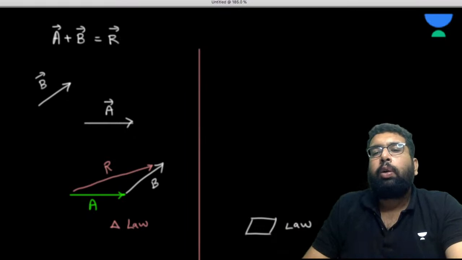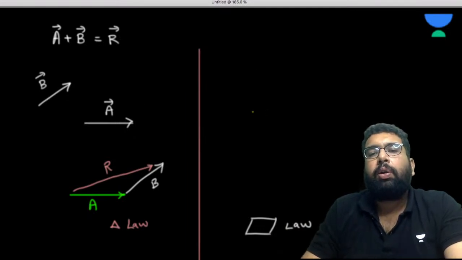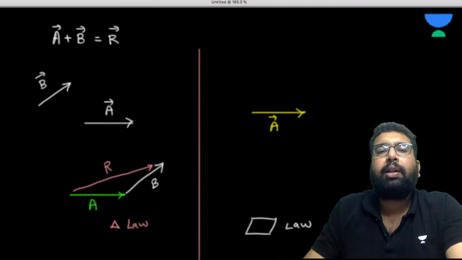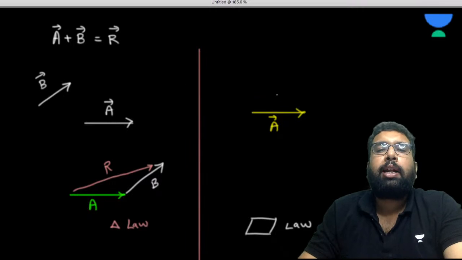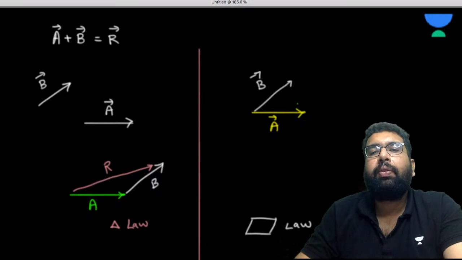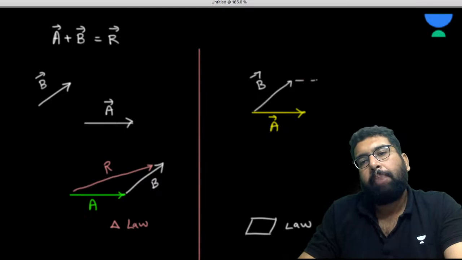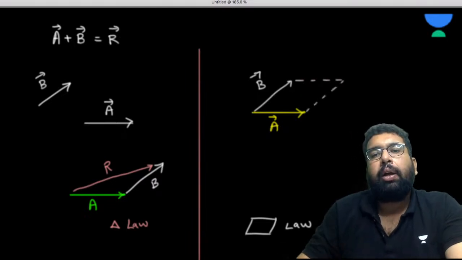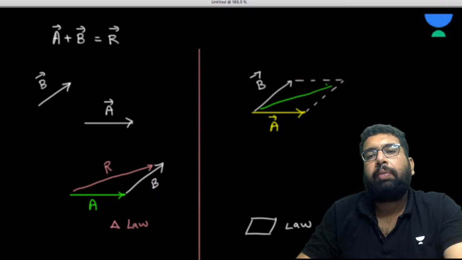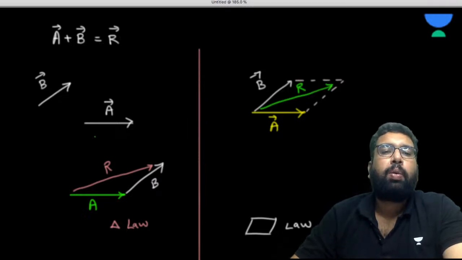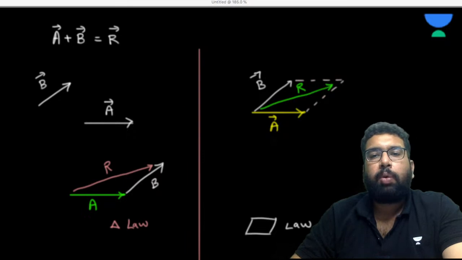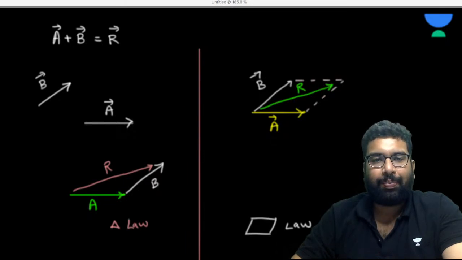Now talking about the parallelogram law, if I want to find the resultant of these two vectors through parallelogram, what do I need to do? You need to join them tail to tail. This is what we have learned in the last section. And when you join them tail to tail, you complete the parallelogram like this. The resultant of these would be given by the diagonal of this parallelogram, and that diagonal must come out from the same intersection point. Are you getting my point?